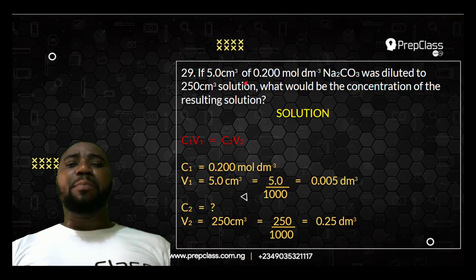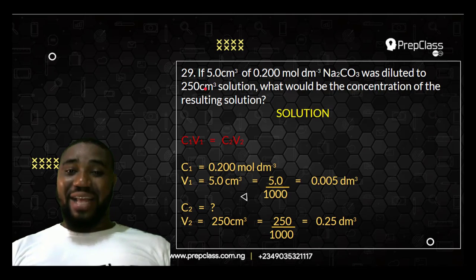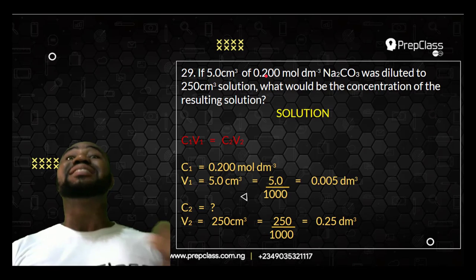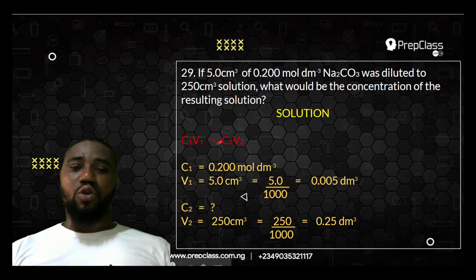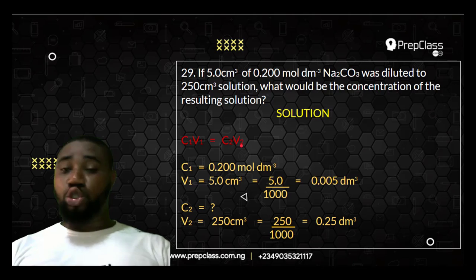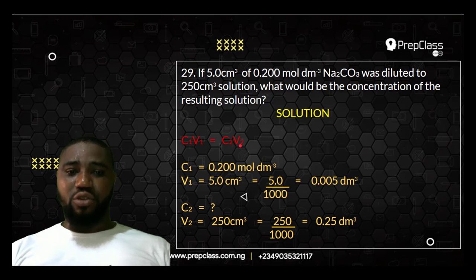So, no matter the amount of water you add to dilute that solution, it still contains the same amount of the substance. So to solve it simply, you just use C1V1 equals C2V2: first concentration times the volume equals second concentration times the volume, because the amount of the substance in both solutions is basically the same. Do you get?